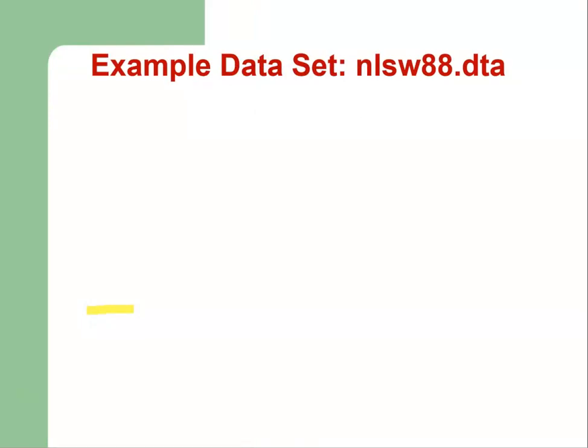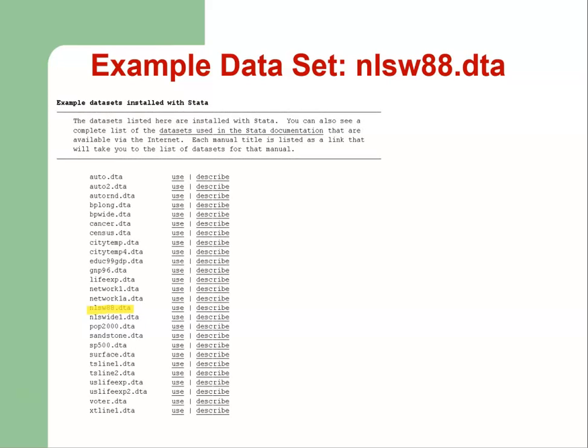I'll be using an example data set from STATA, and the file name is NLSW88.DTA. This is National Longitudinal Survey data, and that can be downloaded from the example data sets installed with STATA. And in this file I have two variables that will be used for this analysis. One is wage, hourly wage, that is my dependent variable, and job tenure in years, that is the independent variable.